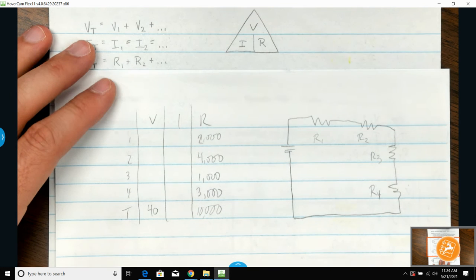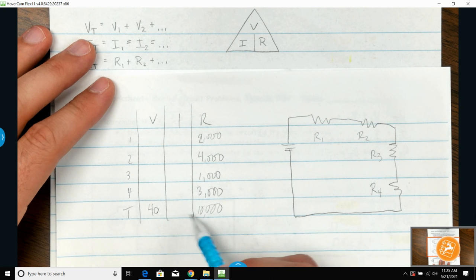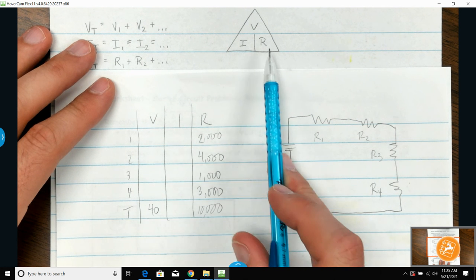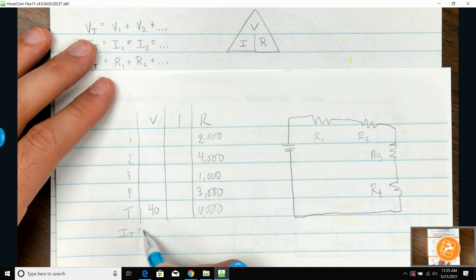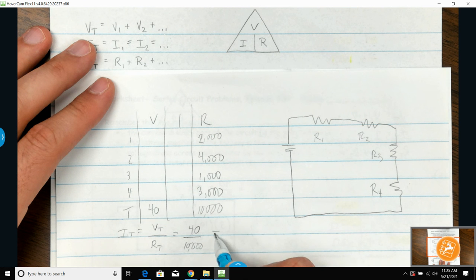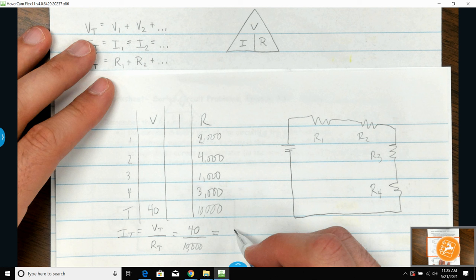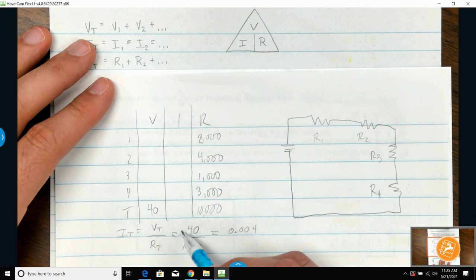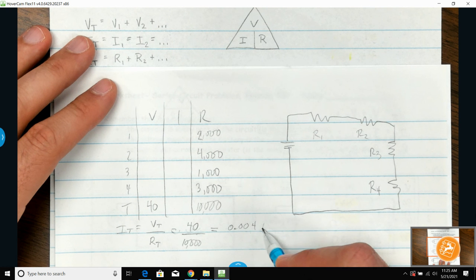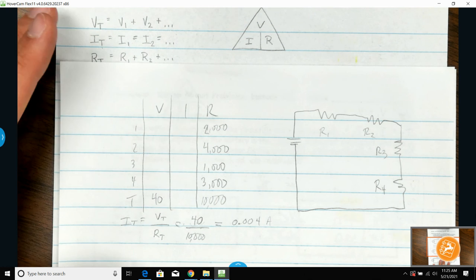And then from here, you need to find the total current. This is the only one where we have 2 of the 3 missing. That's when you would use your triangle. And this is in the T column. So you would have IT is equal to the total voltage over total resistance. So it would be 40 divided by 10,000, which I believe comes out to be 0.004, right? 1, 2, 3, 4. Yeah, so it should be this as your current. So you would just type in 0.004.